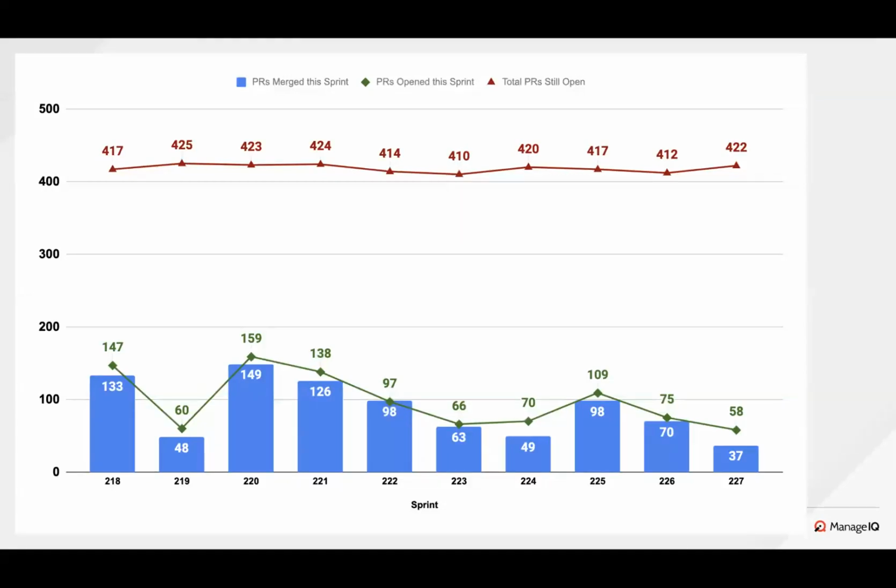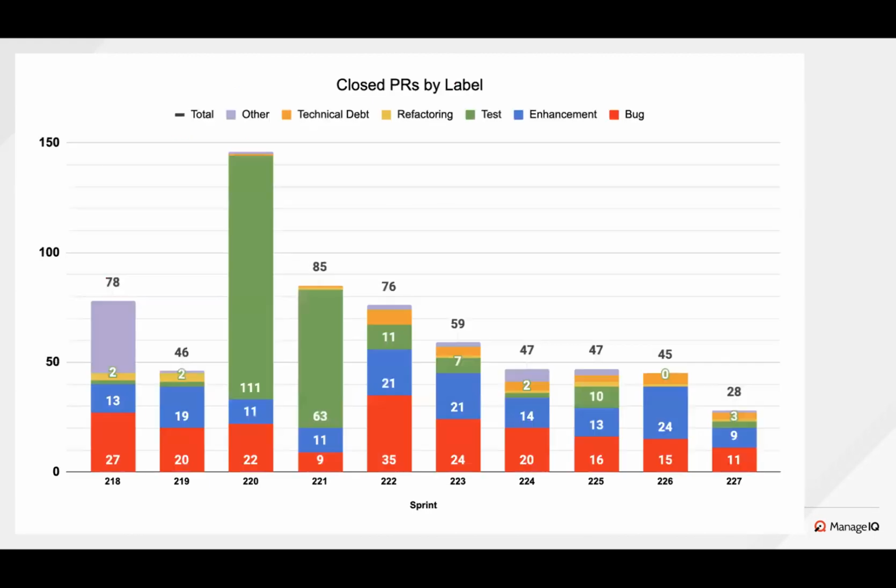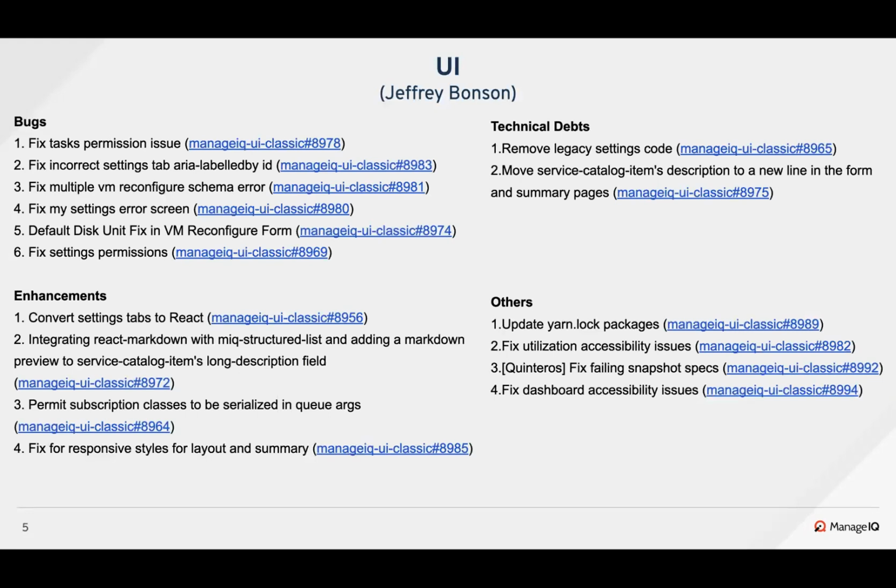This sprint was a little light with only 37 PRs merged. A lot of the team members have been taking some vacation time for themselves and getting a much needed rest. And on the breakdown, we have 11 bugs, 9 enhancements, and 3 of the rest. And over to Jeffrey on the UI.